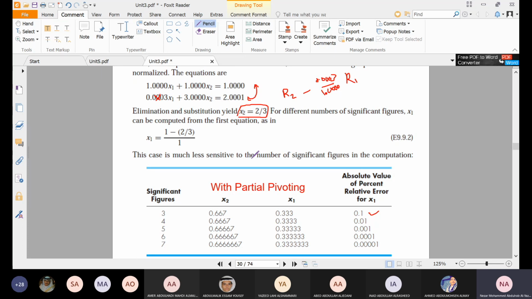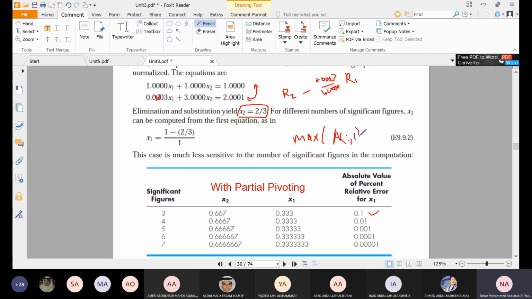Any questions here? This example shows us how important it is to use partial pivoting. Partial pivoting is very important. We can do this using our algorithms. In our algorithm, we might, for example, take the max. If this is the matrix, for example, you have a matrix here. So this is the matrix.